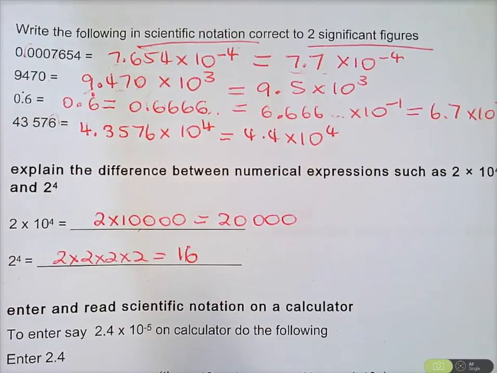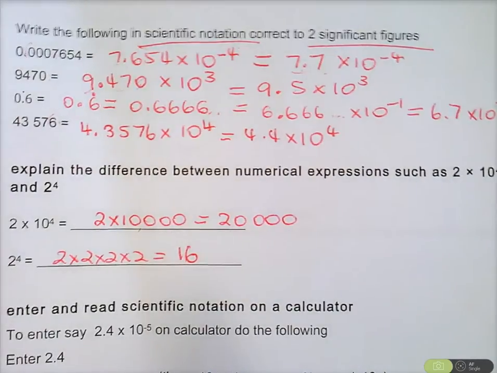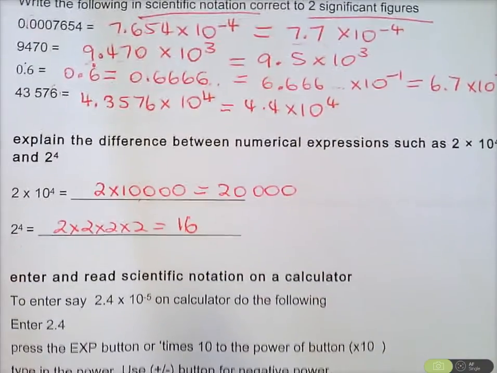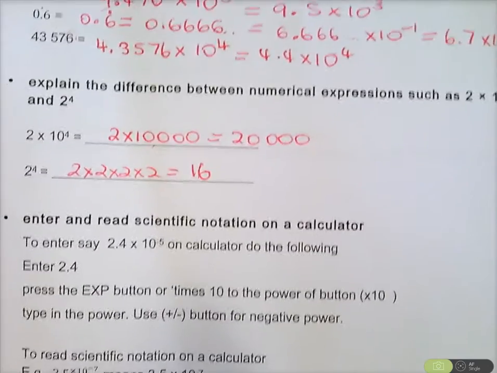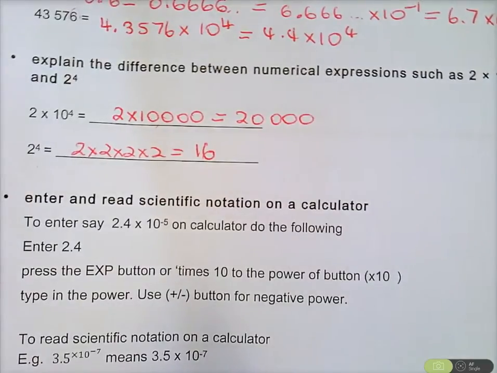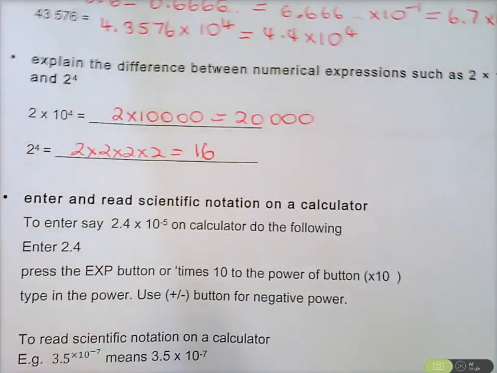You don't go 2 times 10, y to the power of x button, 4. You've got a special button. No, not that one either. There is an E button. Now, I'm going to need someone's calculator, please. That's the EXP button, yes.